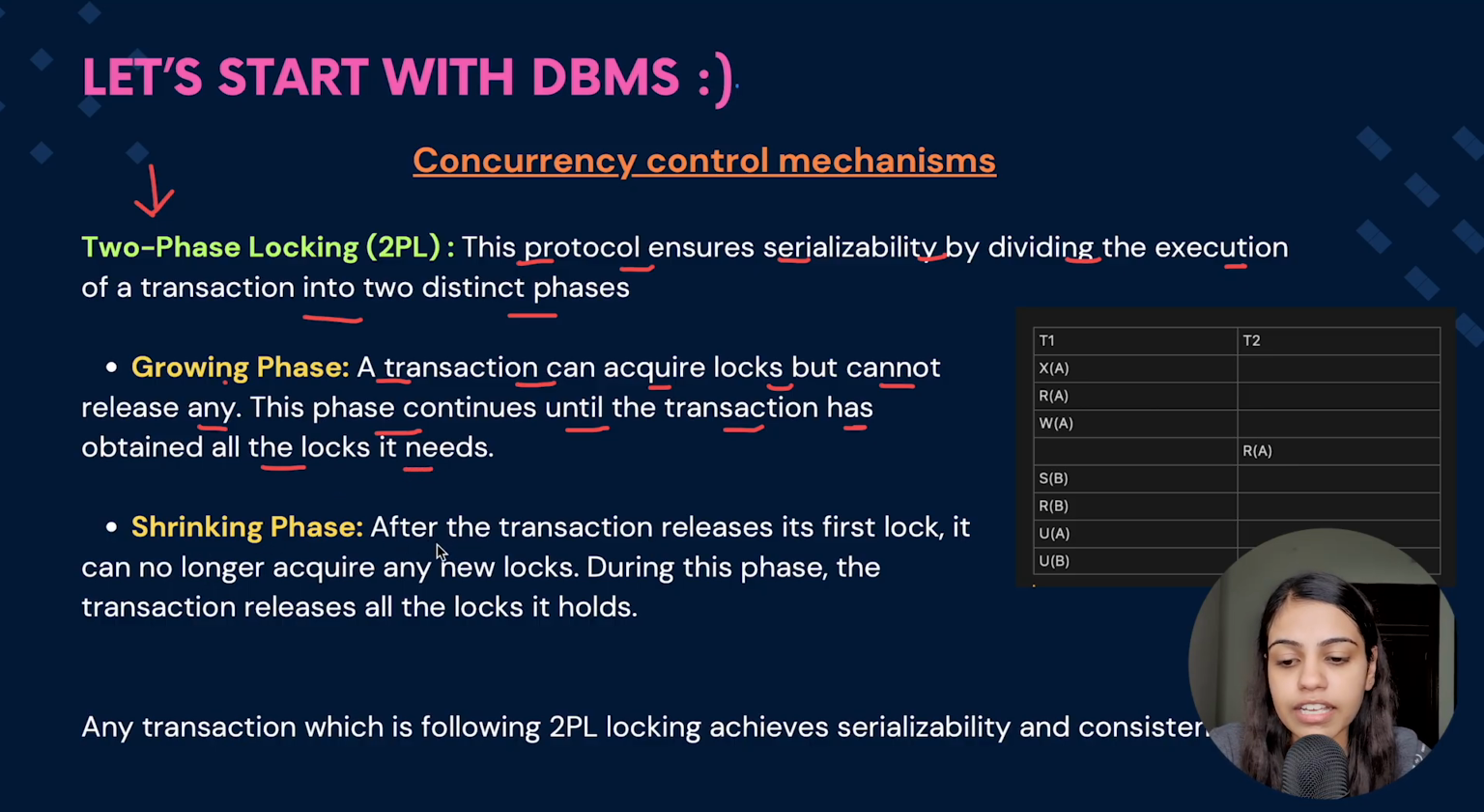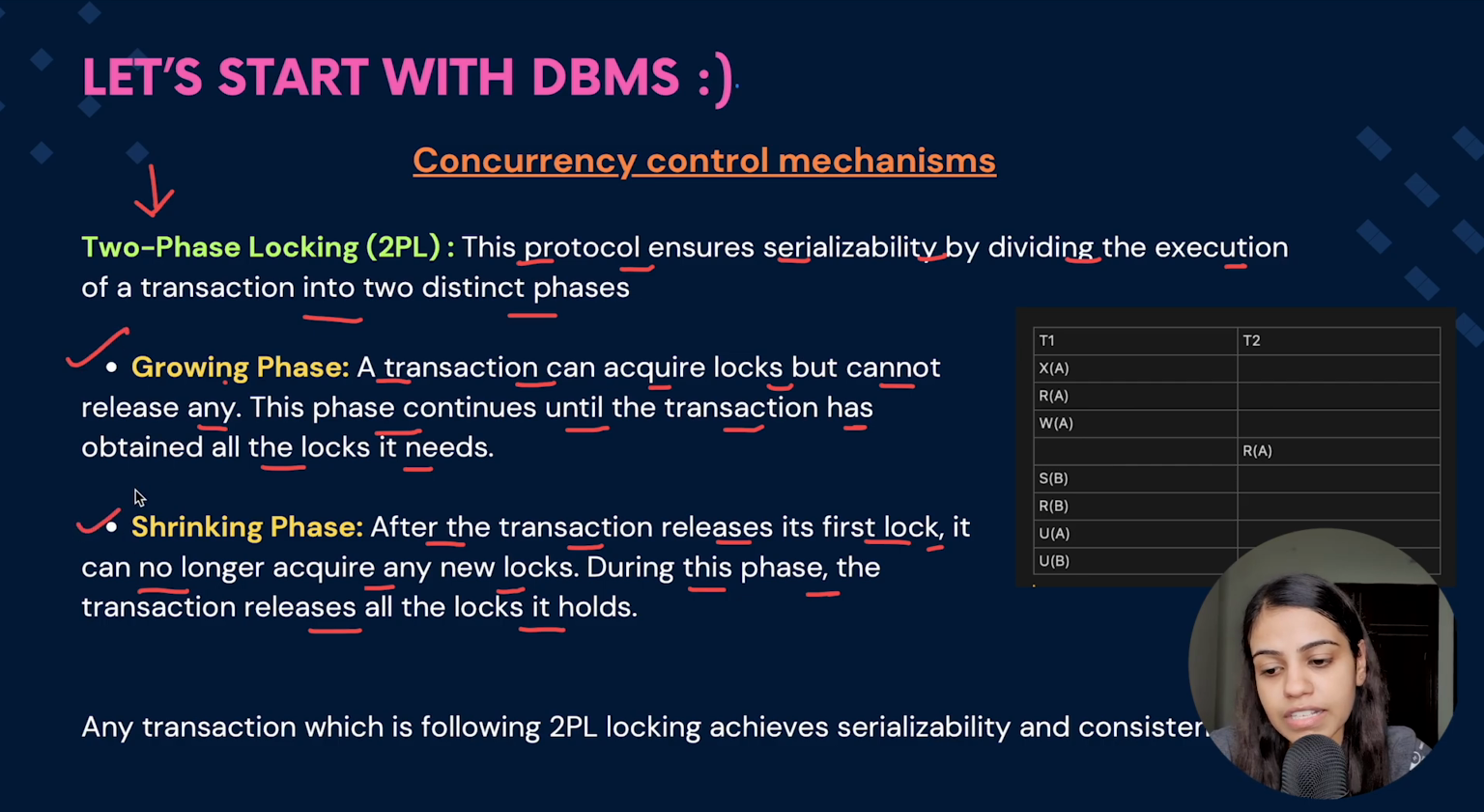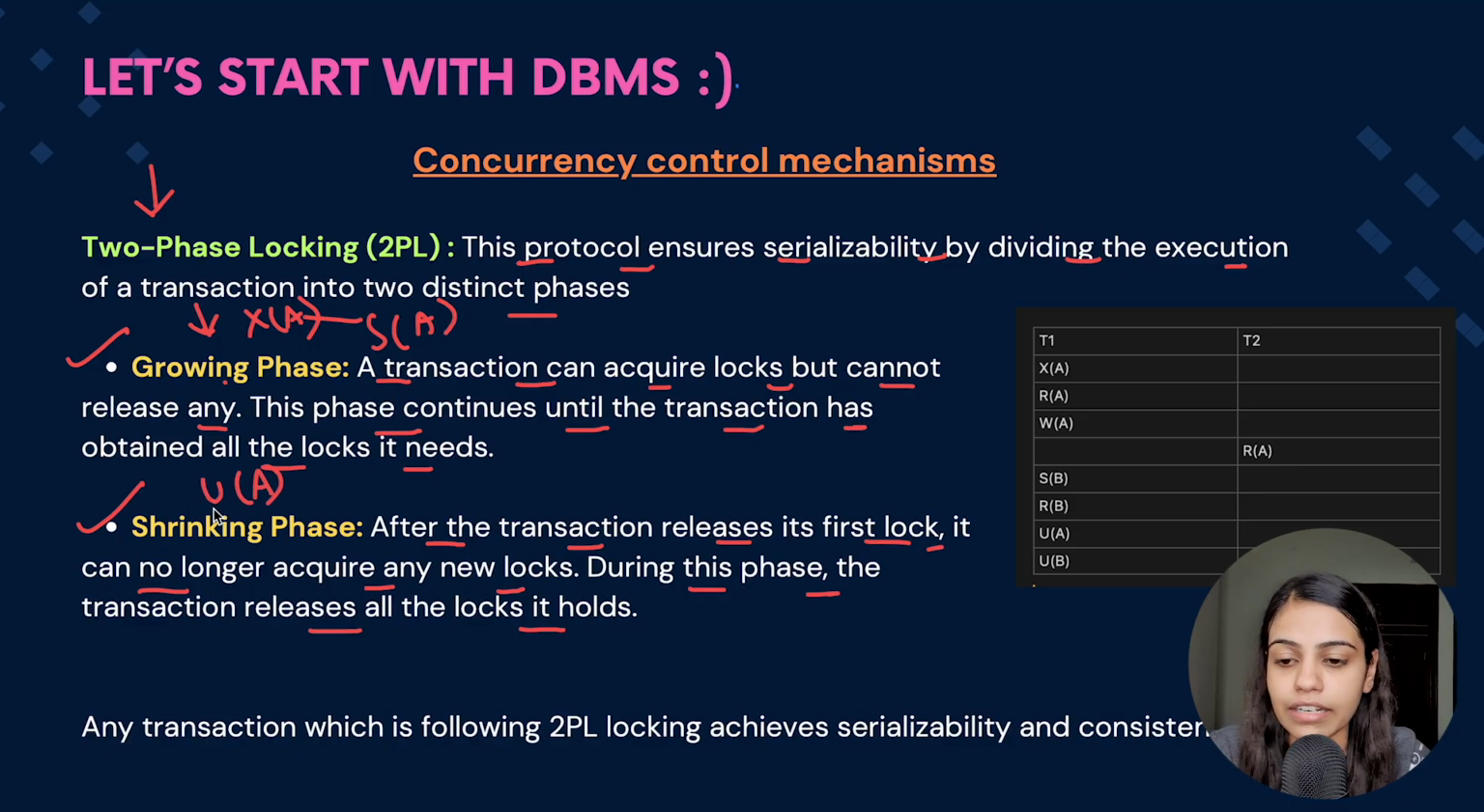And coming to the shrinking phase, after the transaction releases its first lock, it can no longer acquire any new locks. During this phase the transaction releases all the locks. So there are two phases, growing phase and shrinking phase. In the growing phase they can acquire any kind of lock they want, and in the shrinking phase they have to unlock all the locks and they can't acquire any lock. Because of this the transaction can achieve serializability and consistency in the given schedule.